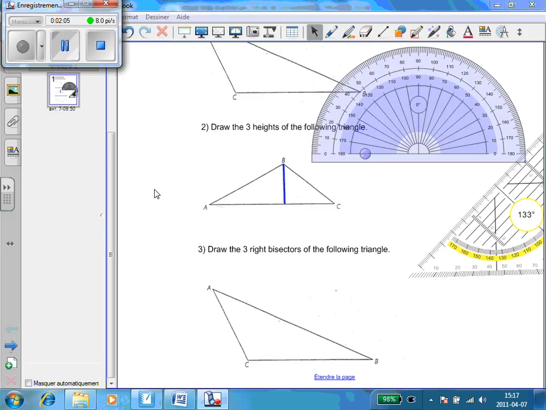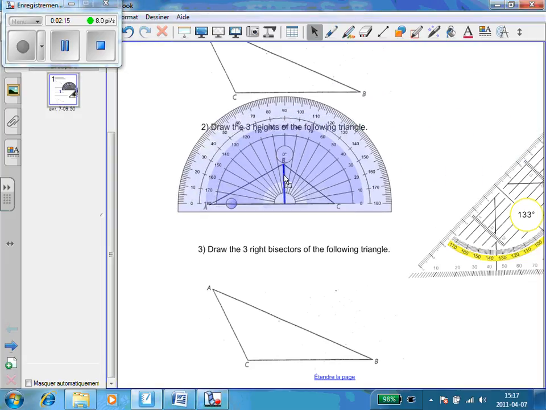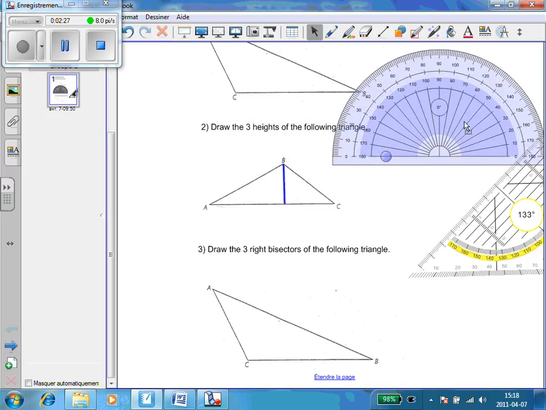If you want to double check that your constructions are good, you could also use your protractor and make sure that your height is really perpendicular to the side AC. And yes, it is, because it's a 90-degree angle. So that one works.